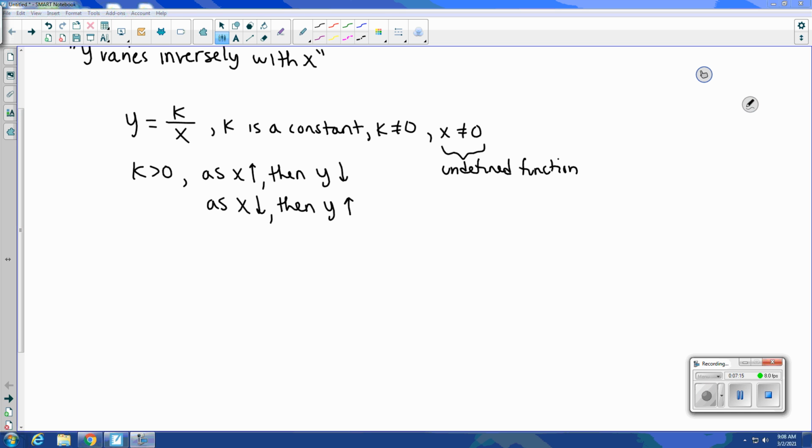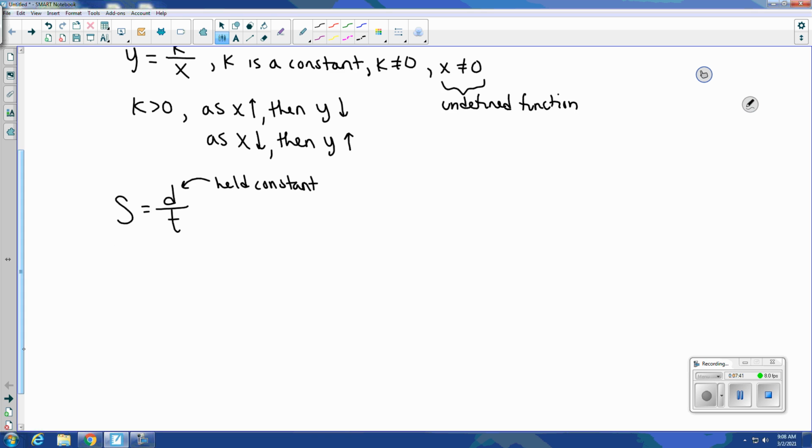One example to look at would be speed. Speed is equal to distance over time. Now, distance and time are both variables, but we're showing this example in the event that we hold distance constant. So we have a set distance we're trying to travel. In the event that it is held constant, we now have an inverse relationship between s and t. We could say speed varies inversely with time.